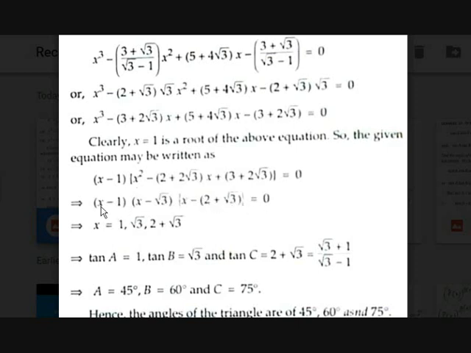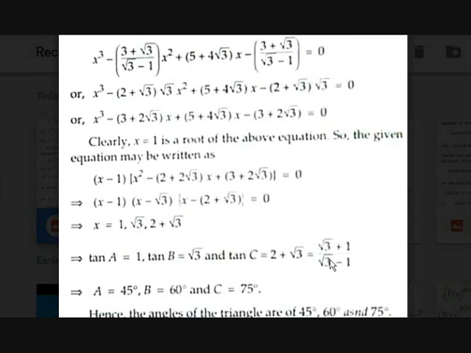Means it is clearly visible that x is equal to 1, or √3, or 2 + √3. The values of x are 1, √3 and 2 + √3. That means tan A is 1, tan B is √3 and tan C is 2 + √3. How? Because this is a cubic polynomial with tan A, tan B and tan C as the roots. We take this triangle as tan A, tan B and tan C are roots of this. So tan C is 2 + √3, right?